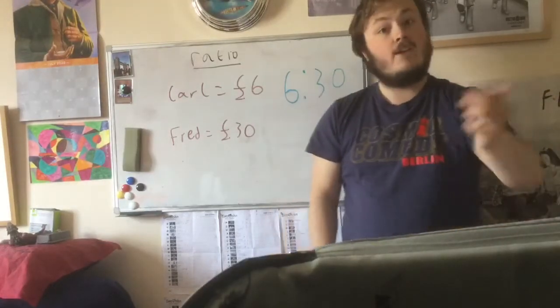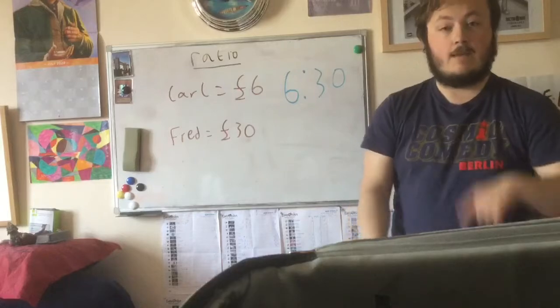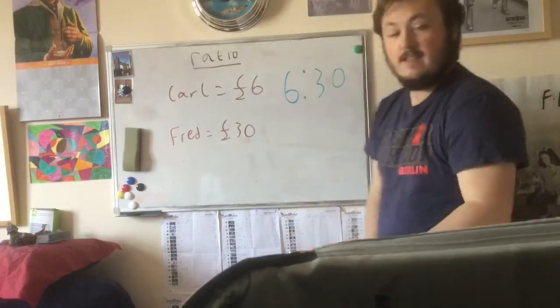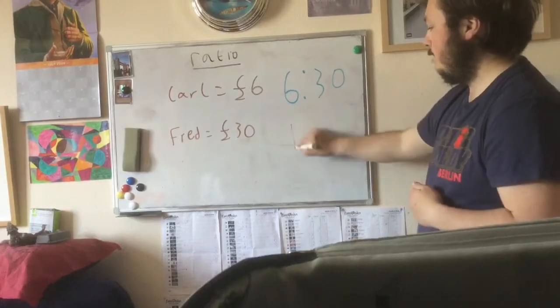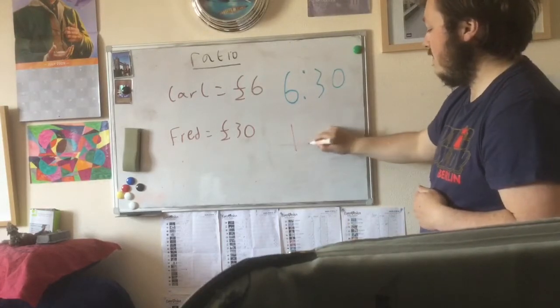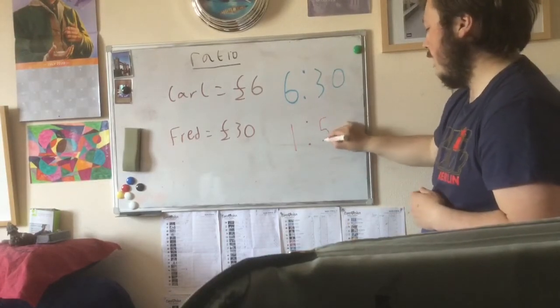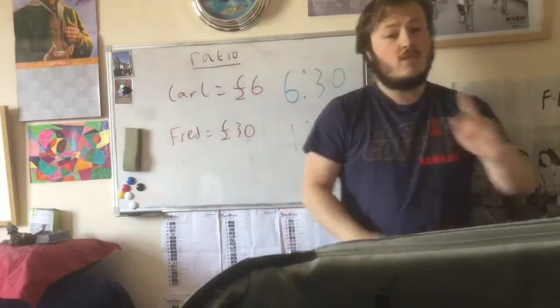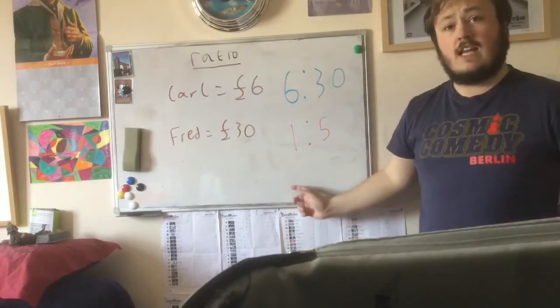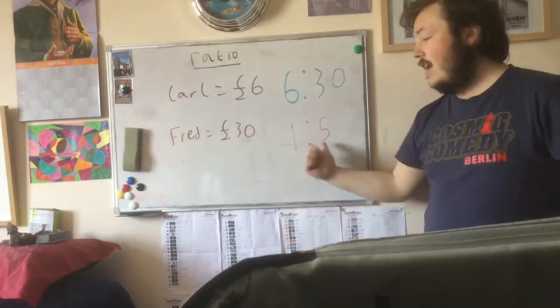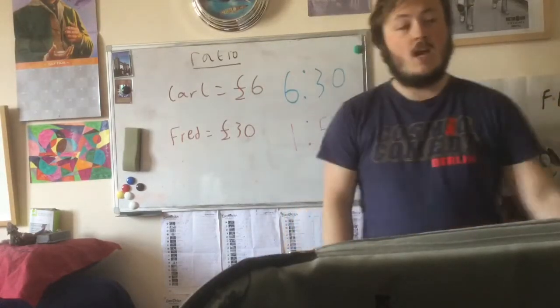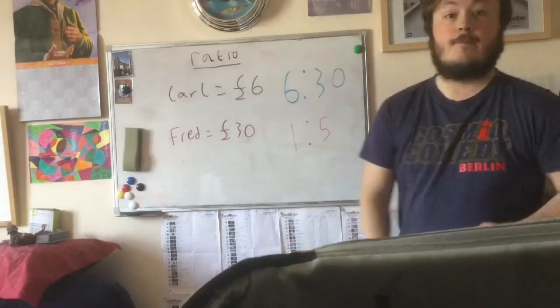Now, ratios must be simplified, and we'll explain why in a sec. So let's simplify it. How many 6s go into 6? Well, 1. And how many 6s go into 30? Well, 5. So what this ratio is telling us is that for every £1 that Carl has, Fred has £5. So it's 1 to 5.